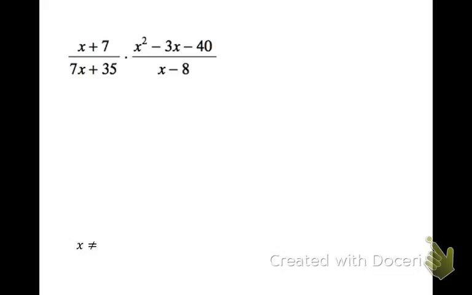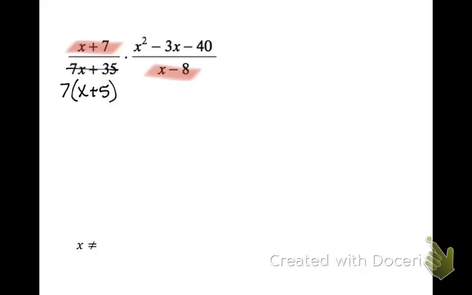Okay, with this next problem, notice that we are going to need to do some factoring. I first want to point out that I have x plus 7 and I have an x minus 8. Probably I'm going to have a 7 or a negative 8 as one of my factors at some point, so look for that to be the case. Starting with the bottom left, 7x plus 35, I can factor this by pulling a 7 out. I'm left with x plus 5.